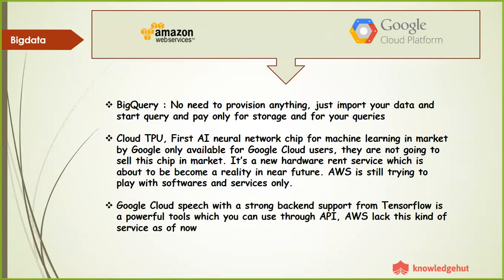Google Cloud Speech, with strong backend support from TensorFlow, is a powerful tool which you can use through an API. AWS lacks this kind of service as of now. This is just a brief about Google Cloud Speech. It is a really API-based, very great application. You just need to send your voice file and they will send you the text file based on that. They have support for more than 150 languages in the world. Even more than 10 languages of India are supported: Bengali, Gujarati, Tamil, Kerala, obviously Hindi.